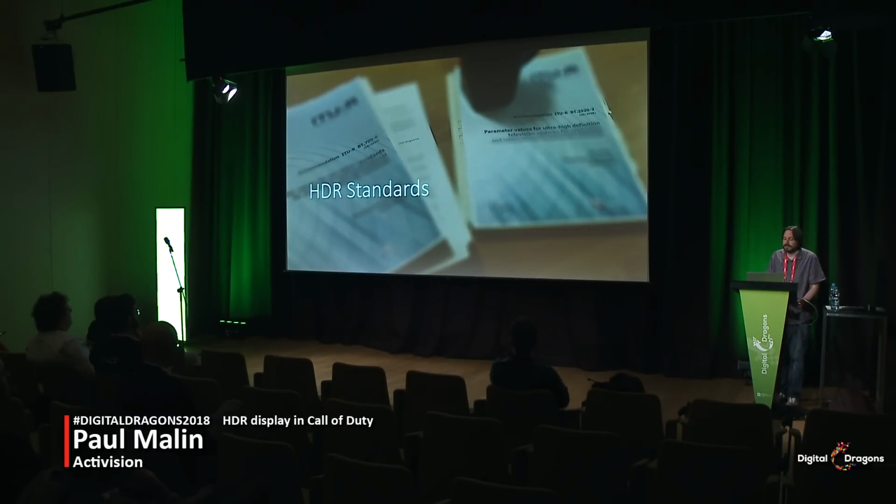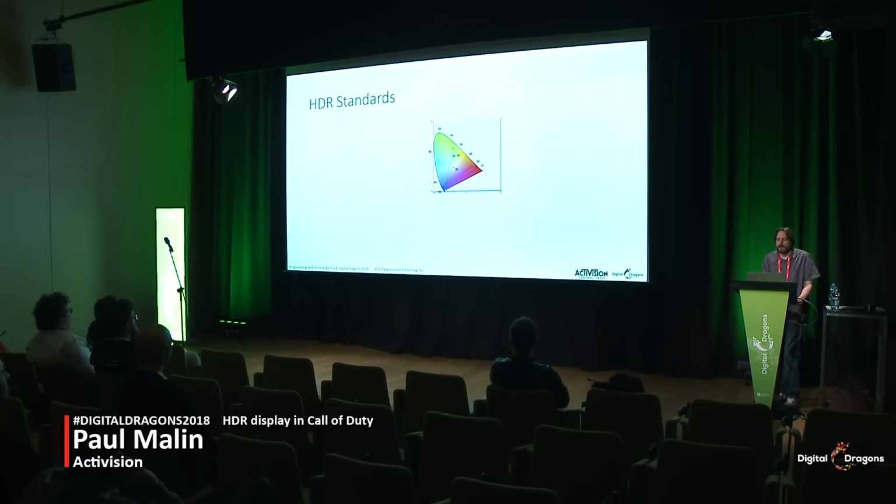So HDR standards address these shortcomings. On PC, we might use scRGB. This is an HDR standard from Microsoft, which uses the same primaries as sRGB, but allows values greater than 1 and less than 0 to encompass a bigger range, to give us an extended color gamut.